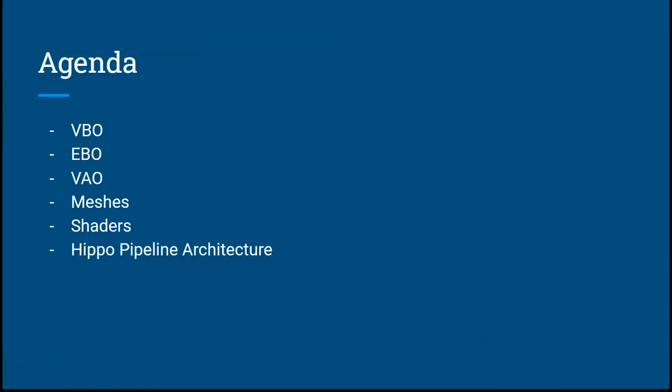These are vertex buffer objects. EBOs are element buffer objects. VAOs are vertex array objects. Meshes, shaders, and Hippo pipeline architecture.